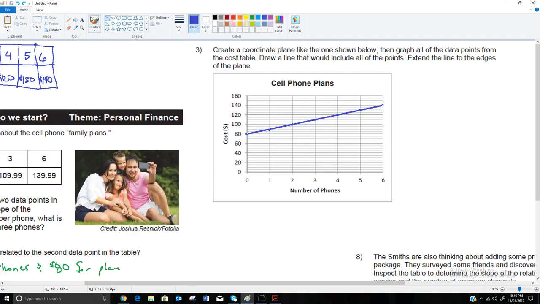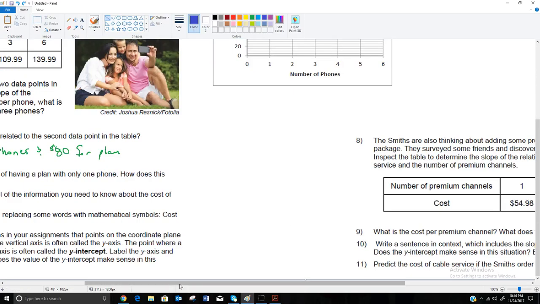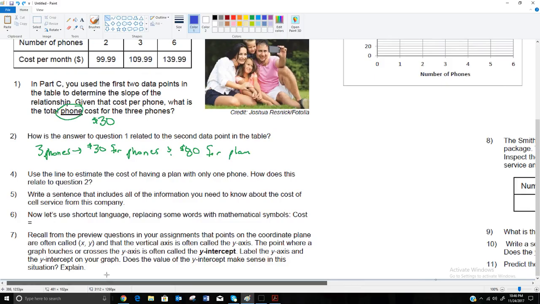So yes, I used the line tool here in Paint, and I got a lot nicer line. So you can get a nice straight line if you use a straight edge or a tool on the computer. Okay, so now let's go back to our questions here. It says, use the line to estimate the cost of having a plan with only one phone.